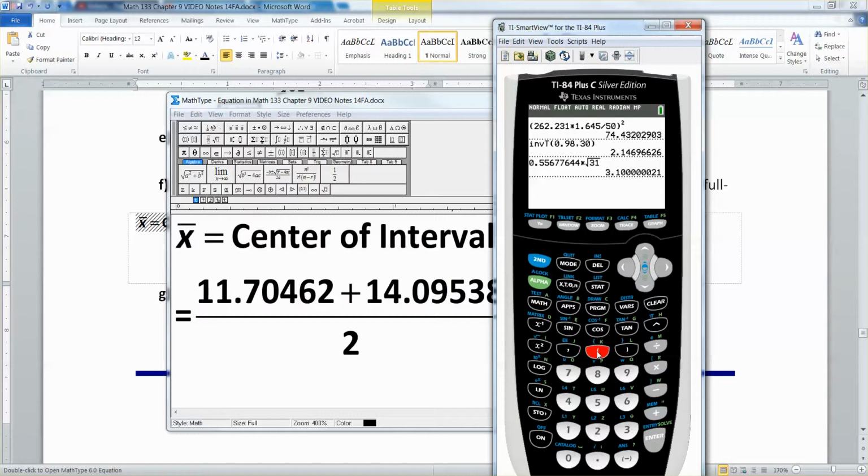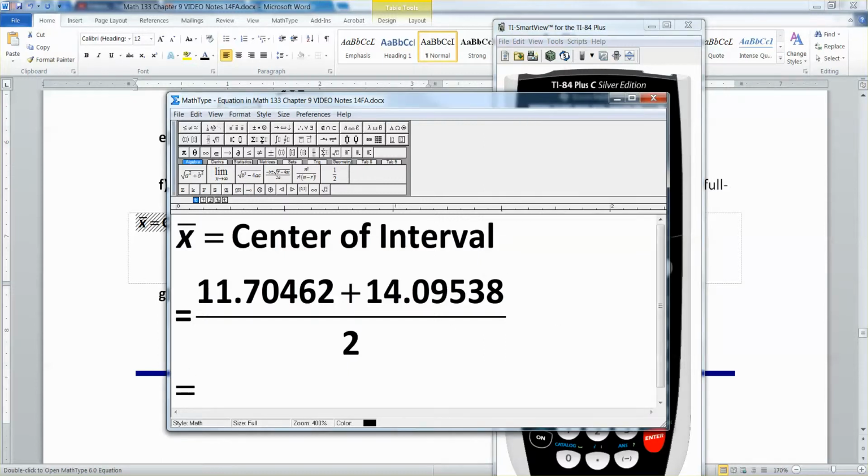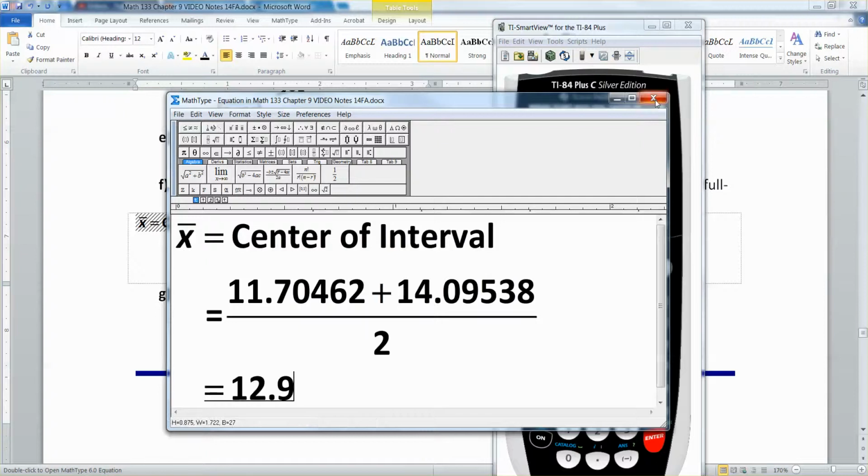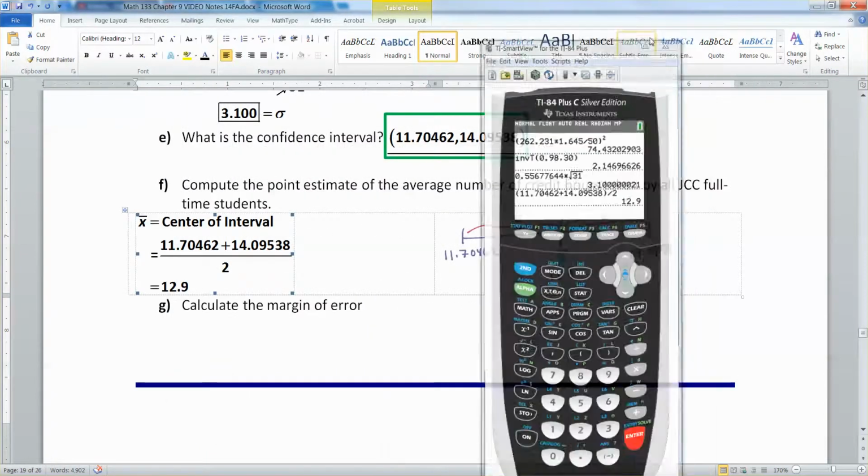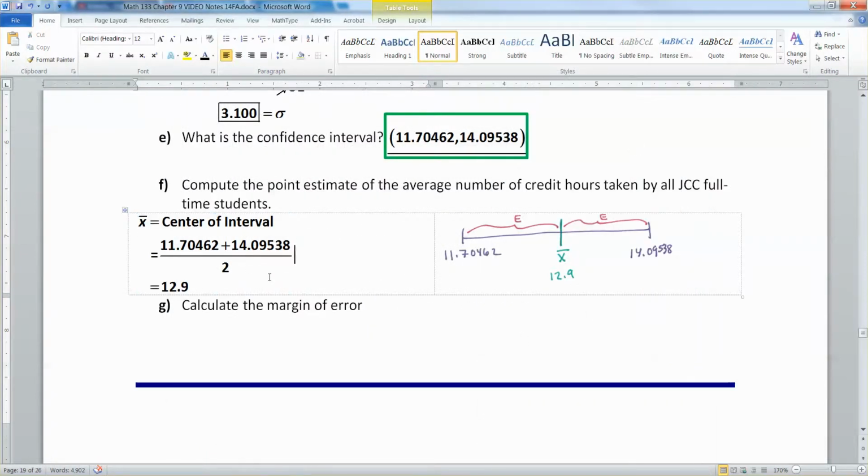And you can do this a couple ways. It's easiest if you just type parentheses. 11.70462 plus 14.09538, close your parentheses, divide by 2. And you get 12.9, which is what I had written. 12.9. So you're finding the middle, you're finding the average of the two numbers, the low number and the high number. There's the center. That's your point estimate.